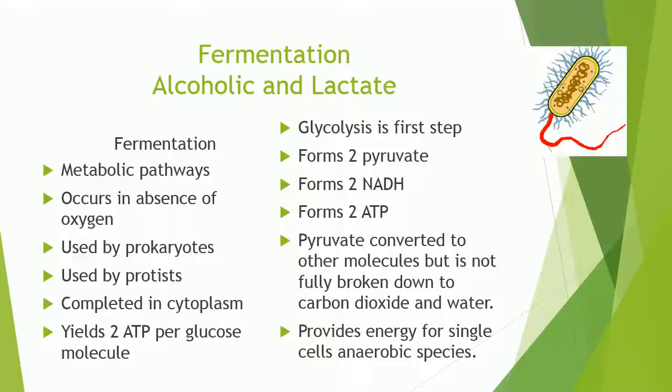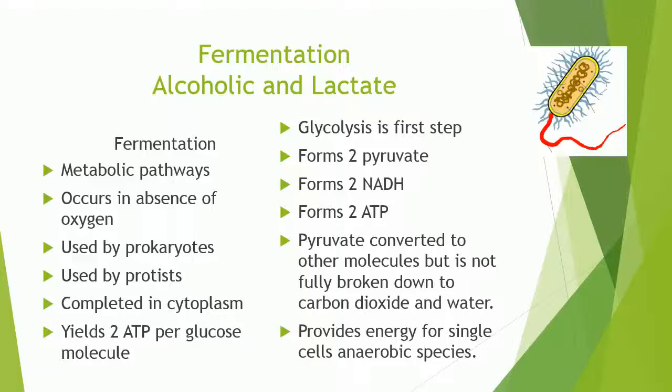The first step in fermentation is glycolysis, which we've discussed. You're going to get the formation of 2 pyruvate. You're going to get 2 NADHs and 2 ATPs. And pyruvate is going to be converted to other molecules, but is not fully broken down to carbon dioxide and water. So what you're going to result with in fermentation is 2 ATPs at the end for energy usage. You're going to get 2 NADHs and 2 pyruvates.